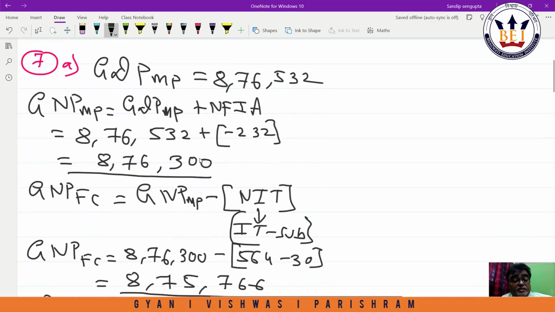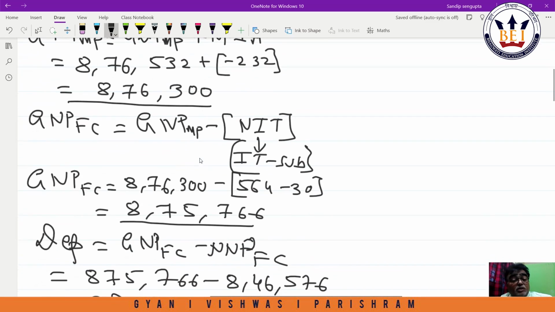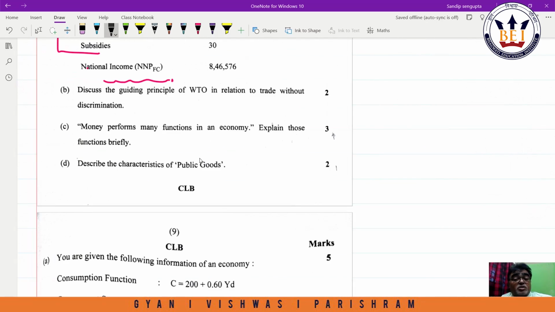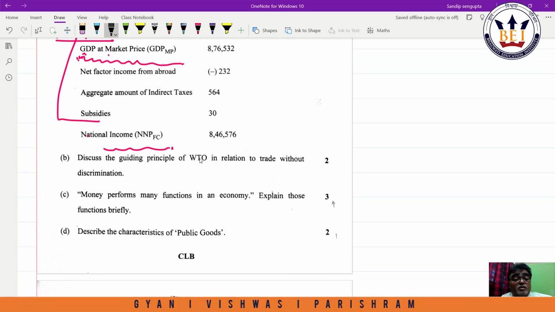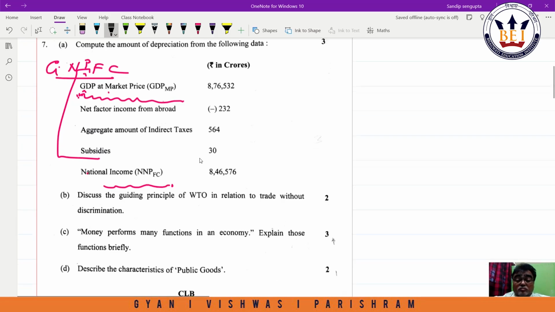Repeat once more. Listen carefully. First one has to find out GNPMP. Then GNPFC is GNPMP minus net indirect tax, and net indirect tax is nothing but indirect tax minus subsidies. So by calculating, my depreciation comes out as 29190. This is the first question, for 3 marks. One is able to score if he or she can answer this.